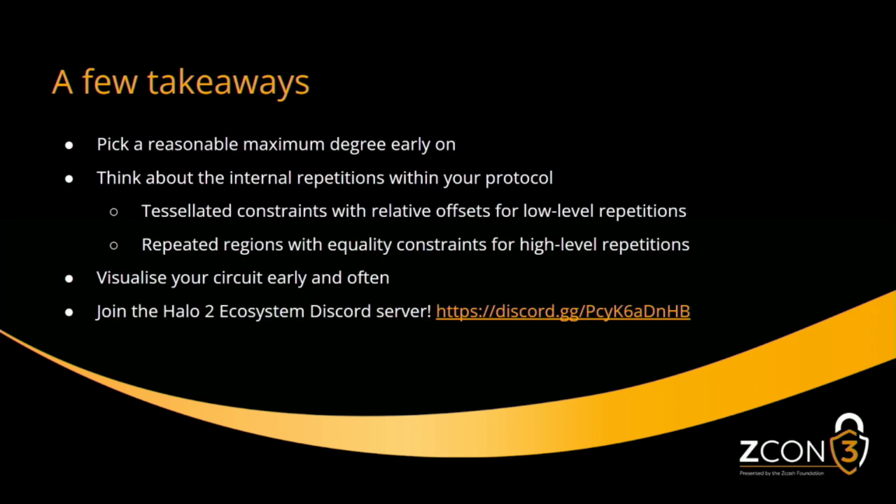So yeah, final sort of takeaways on this. Like I said, pick a reasonable max degree early on and try and work within it if you can. Just look over your protocol and see what operations you're doing. Think about the internal repetitions within your protocol, both at the low-level operations within your primitives, and as well at the high level of your overall protocol that you can tessellate with regions. Visualize your circuit early and often and iterate there.